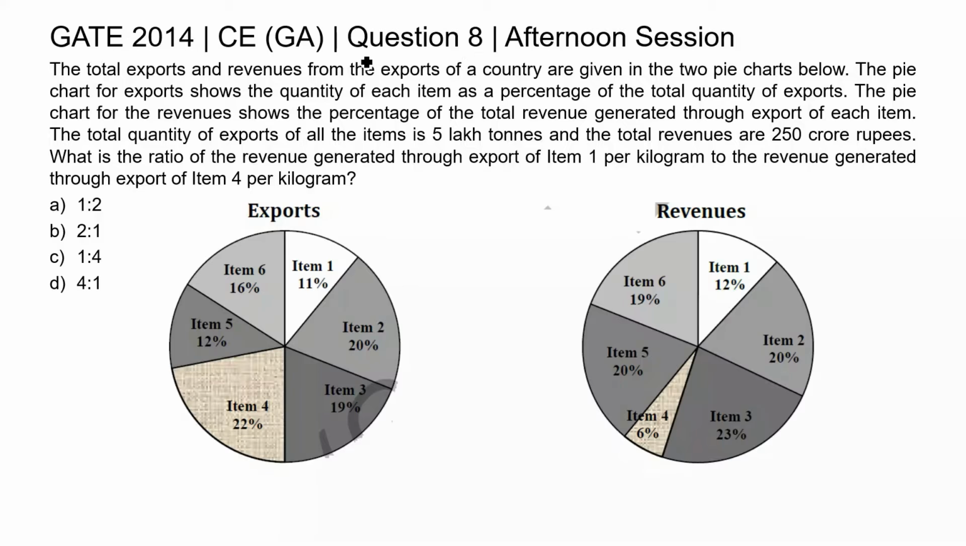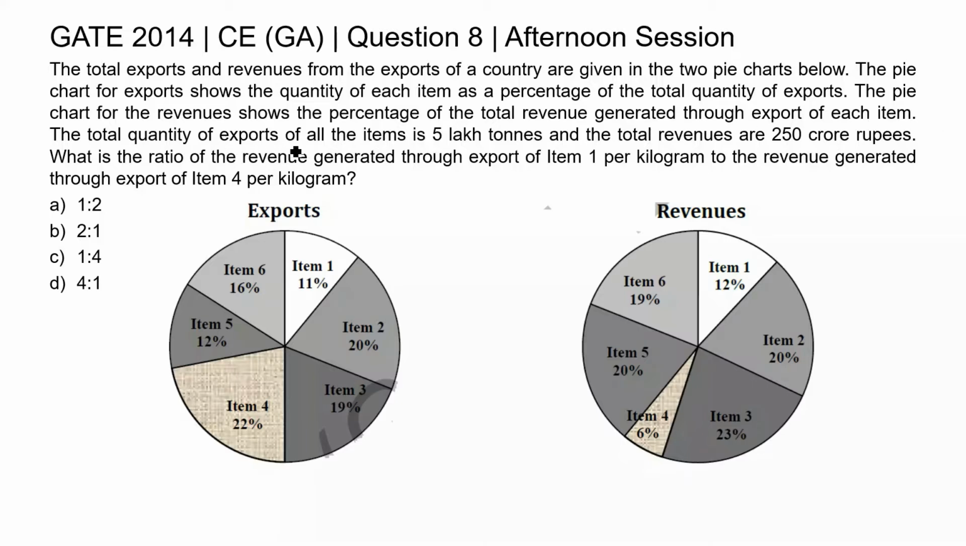This is question 8 of Civil Engineering General Aptitude section of GATE 2014 afternoon session. The total exports and revenues from the exports of a country are given in the two pie charts below. The pie chart for exports shows the quantity of each item as a percentage of the total quantity of export. The pie chart for the revenues shows the percentage of the total revenues generated through export of each item.